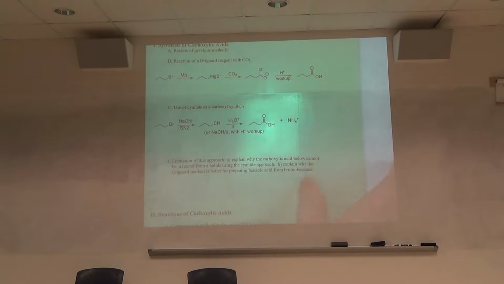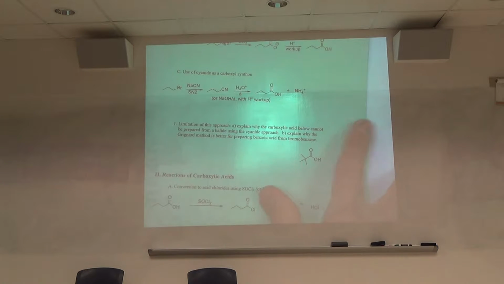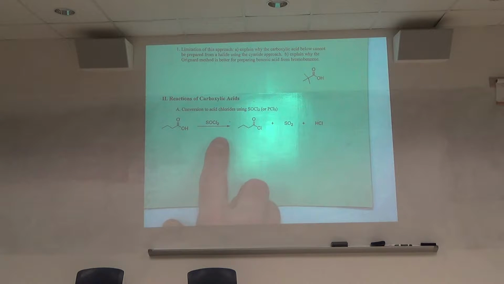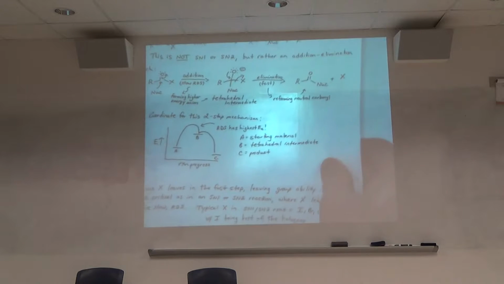Okay, green is the outline. Making carboxylic acids, reaction of carboxylic acids, we did thionyl chloride. Very basic, lots of basic principles in that mechanism. We also have a white handout, handwritten. And we'll start here.